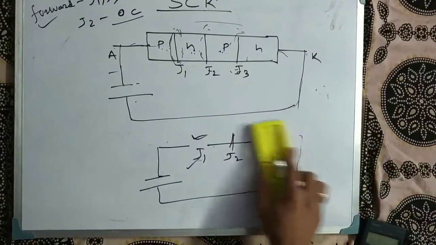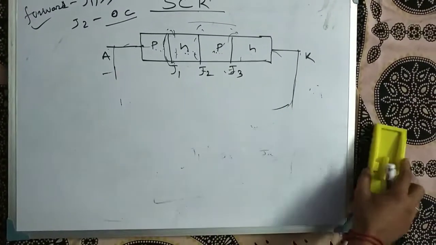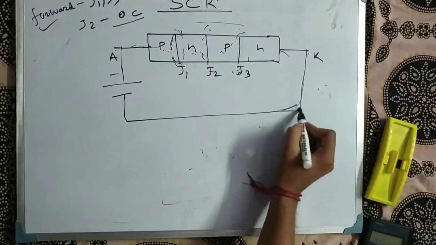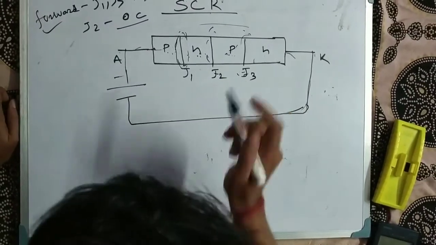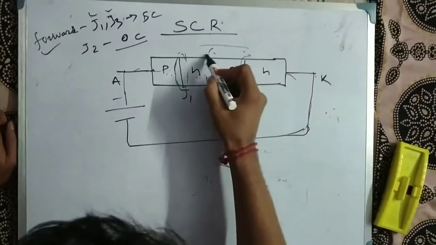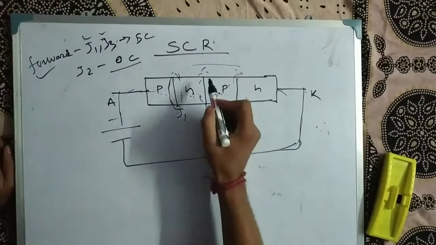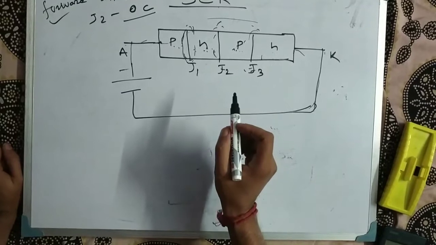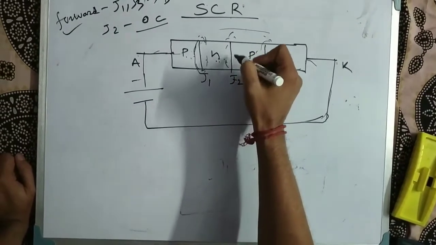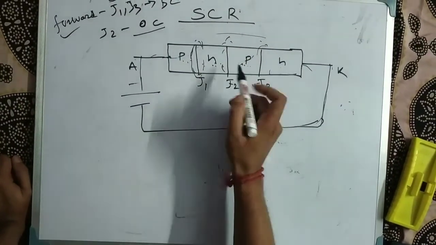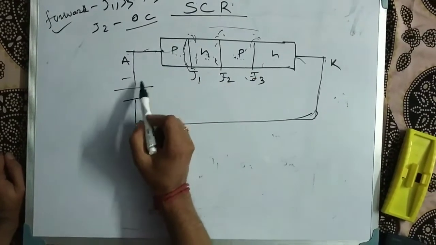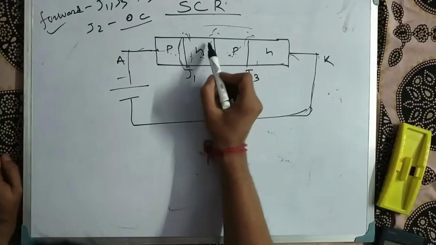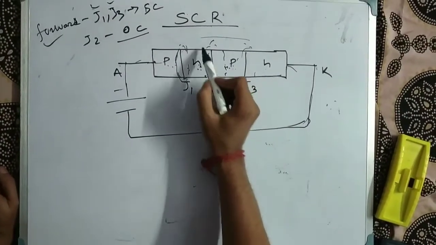So what would be the special arrangement? Now for forward blocking mode, we have seen that J2 is open circuited. So the J2 junction is open. The J2 junction being open means N is connected with positive and P is connected with negative. So there must be a depletion region.